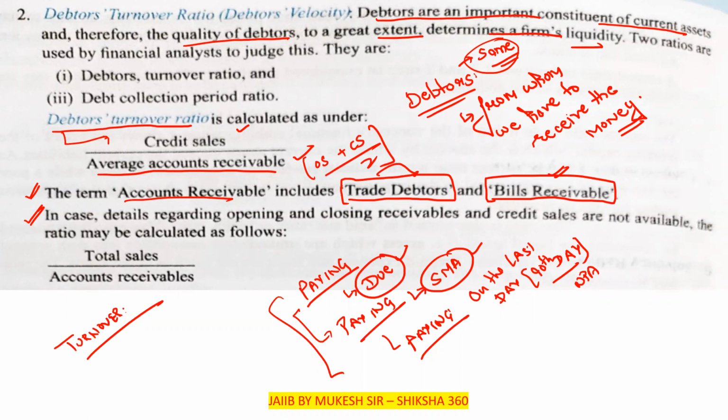In that case, how will the ratio be calculated? It is equal to the total sales upon accounts receivables. This is the formula for the different case, when we do not have sufficient information. Please remember both these formulas, as they are very, very important from the examination point of view.